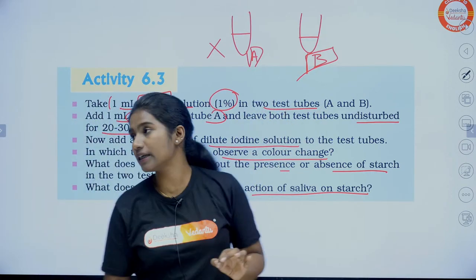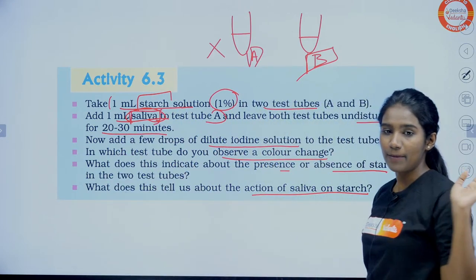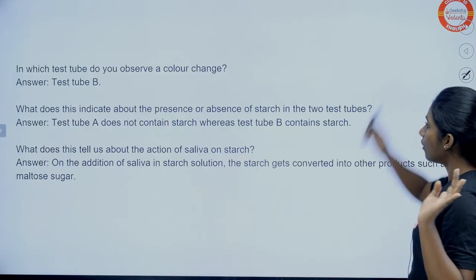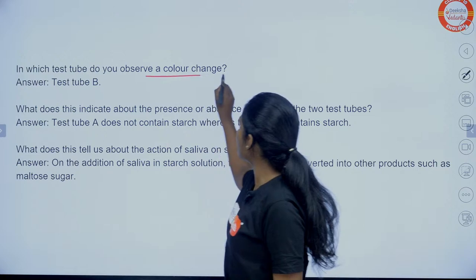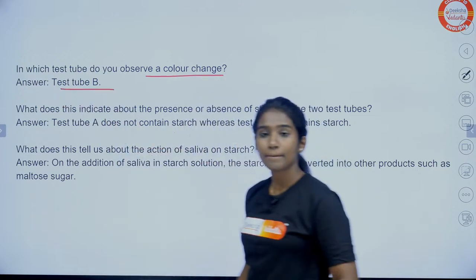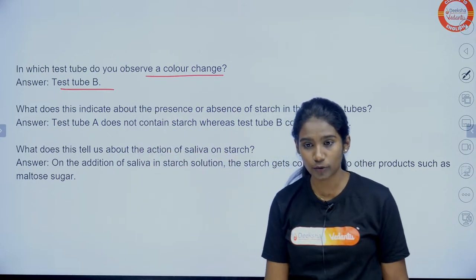Why? What did we add? We added saliva. What is there in saliva? It is salivary amylase. So what was the question? In which test tube do you observe a color change? It is test tube B, because we didn't add saliva to test tube B. That's why the color change is noticed in test tube B.